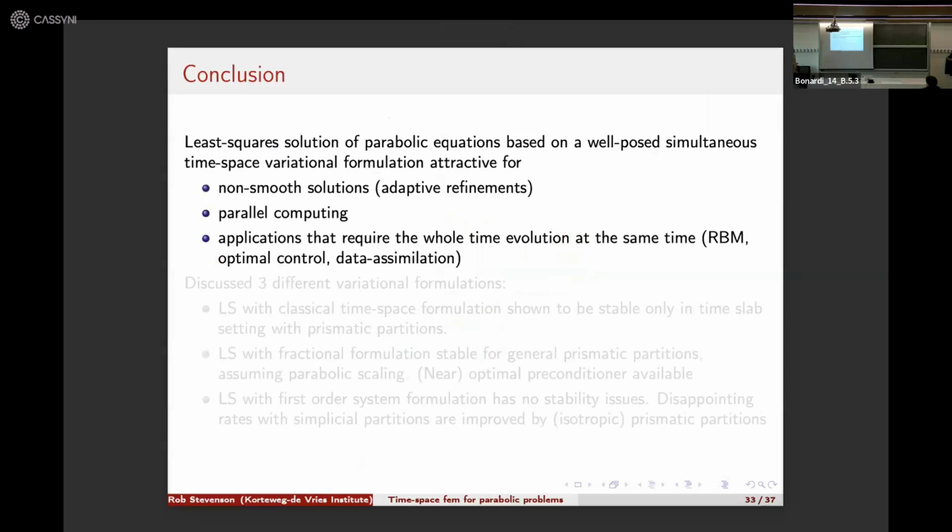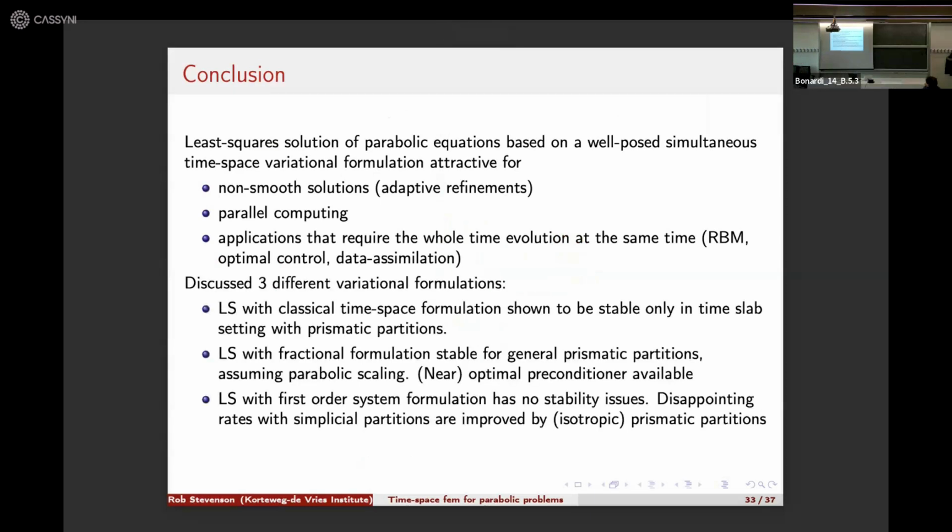Okay, this is the conclusion, and I gave this presentation earlier, and then I said, but this is not the end because I have something more. But this time I think it will be the end because I spent enough time. So we have discussed these solution methods for parabolic equations, and potential advantages are for non-smooth solutions, for parallel computing, and for applications that require the whole time evolution at the same time. So for reduced basis methods, for optimal control problems, for data assimilation problems.